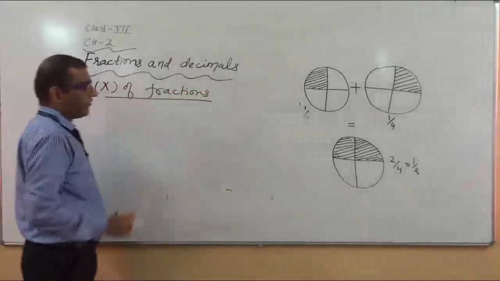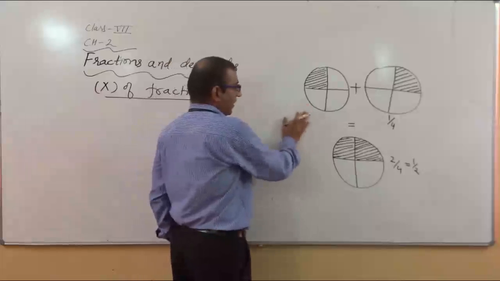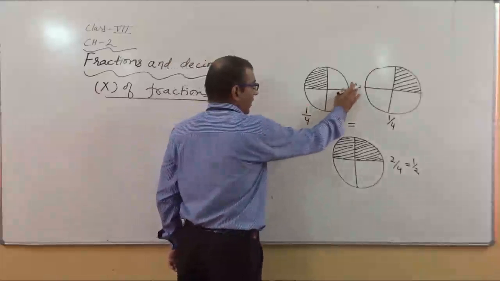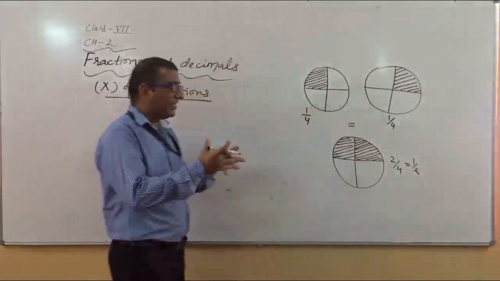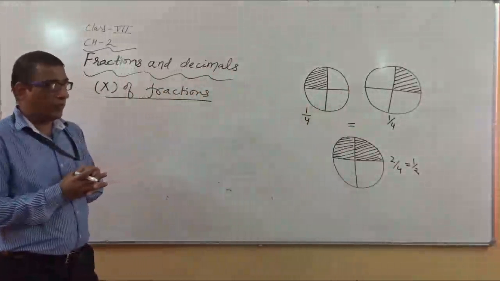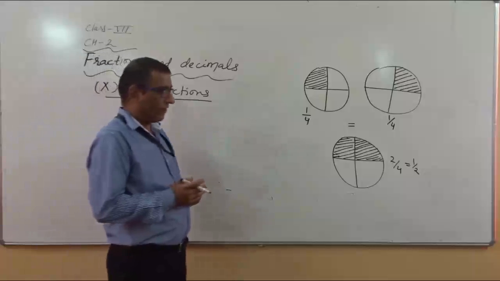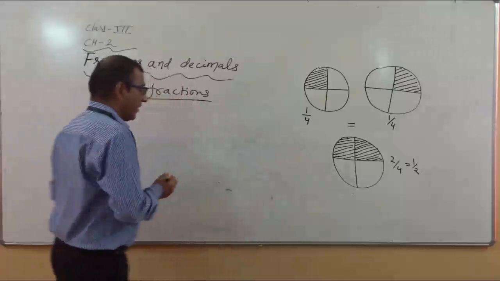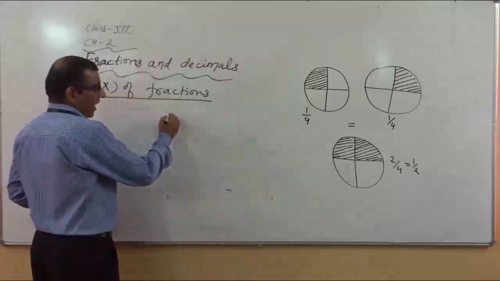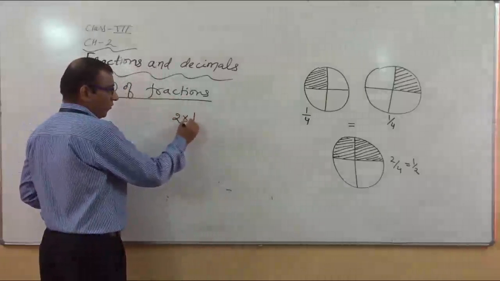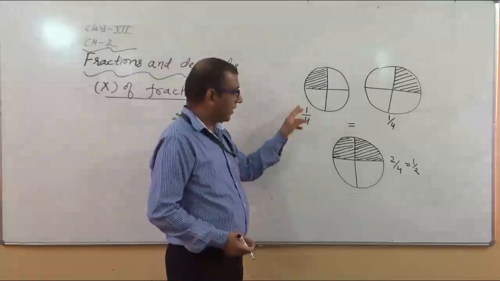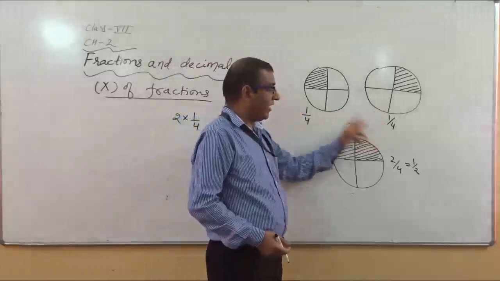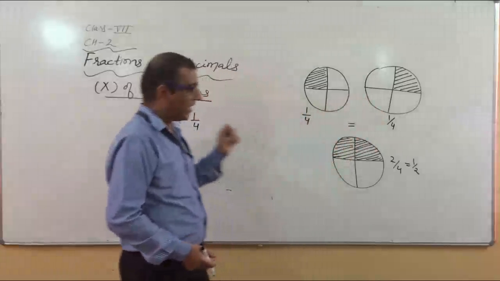As you see in this figure, the first figure is related with 1 upon 4 and the second figure is also related with 1 upon 4. When we add these two, it becomes 2 upon 4, that can be written as half. Rather than this, if I say I will write 2 into 1 upon 4, then what will we get? Both figures are related with 1 upon 4, it means there are 2 figures which are related with 1 upon 4.